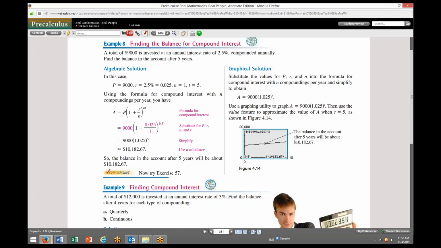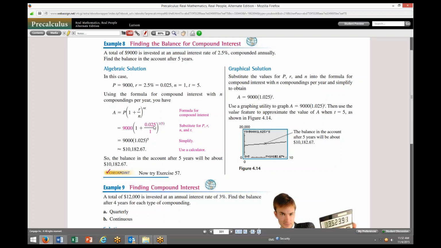Plugging all those numbers into our formula, A equals P times (1 plus r over n) to the nt power. A is going to equal 9,000 times (1 plus 0.025 divided by 1). That's nice, doesn't change it. To the power of 1 times 5, and 1 times 5 is just 5. And 0.025 over 1 is just 0.025. And 1 plus 0.025 is simply, as they show you here, 1.025. So this one simplifies down very nicely. They all don't do that.